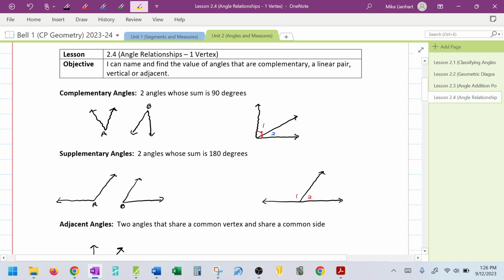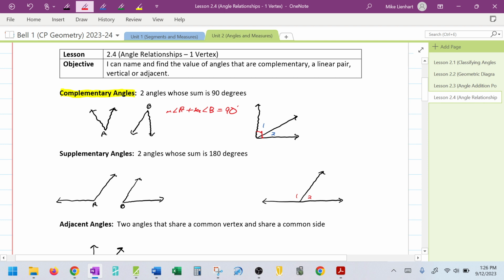The first one is complementary angles. By definition, these are two angles that add up to, that's what sum means, add up to 90 degrees. So I know in this first little drawing here that the measure of angle A plus the measure of angle B has to be 90. If they do add up to 90, then those two angles are considered complementary.